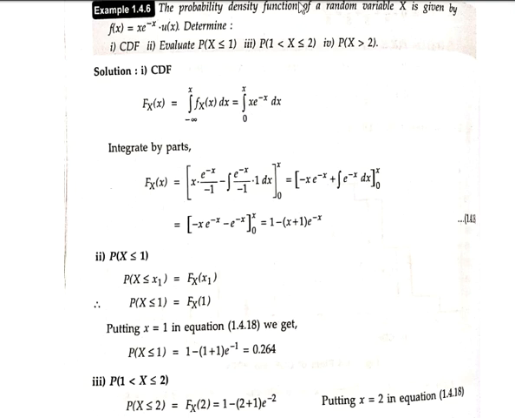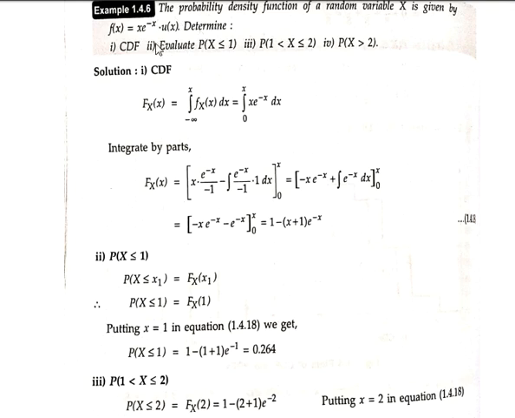The probability density function of a random variable x is given by f of x is equal to x into e raised to minus x into u of x. Then determine CDF, the cumulative distribution function. Evaluate the probability if x is less than or equal to 1, and even find the probability when x is in between 1 and 2 and when it is greater than 2.